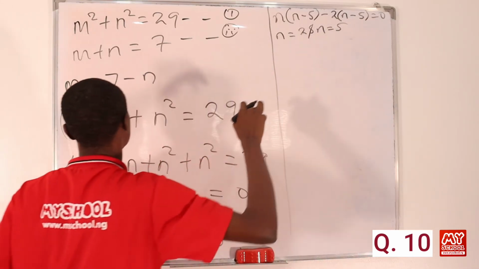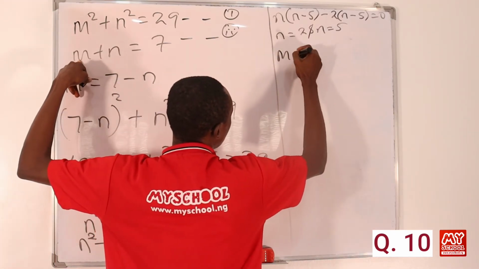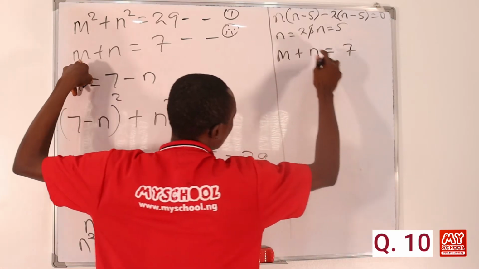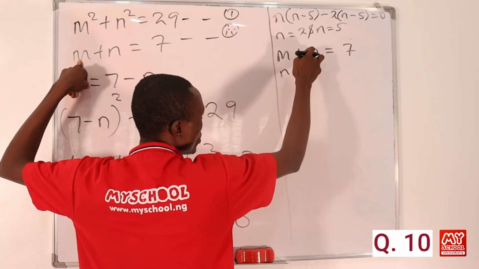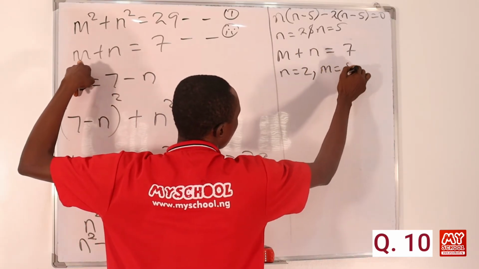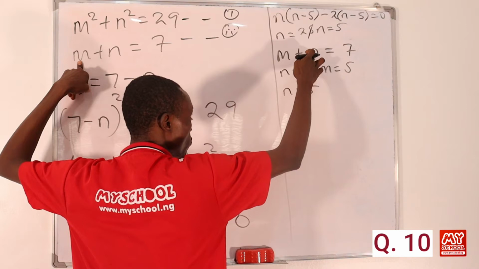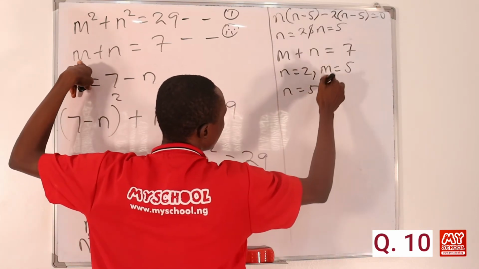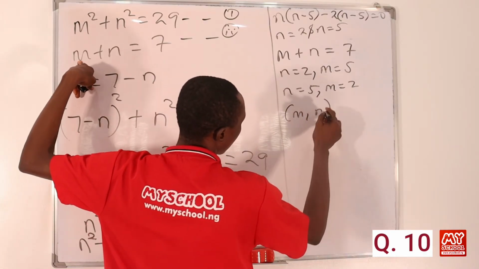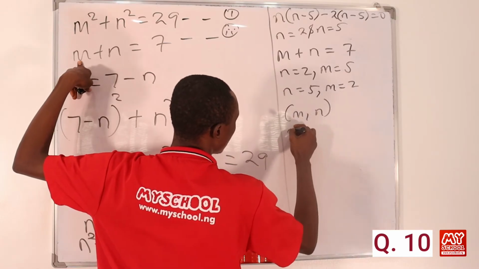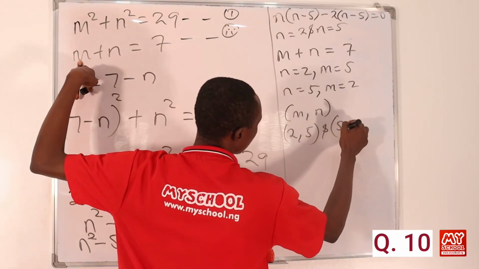Right, now that we have gotten the values of n, we can move back to equation 2 to get the value of m. Now remember the equation 2 is m plus n equals 7. Okay, so let's start with when n equals 2, right? So when n equals 2, we fix 2 here. In that case, m will be equals to 5. Okay, then when n equals 5, if we fix 5 here, then we move 5 to the other side, m will be equals to 2. Okay, so we can rewrite this, let it be in this form. So we started from here, so that will be 2 and 5. Then the other answer will be 5 and 2.